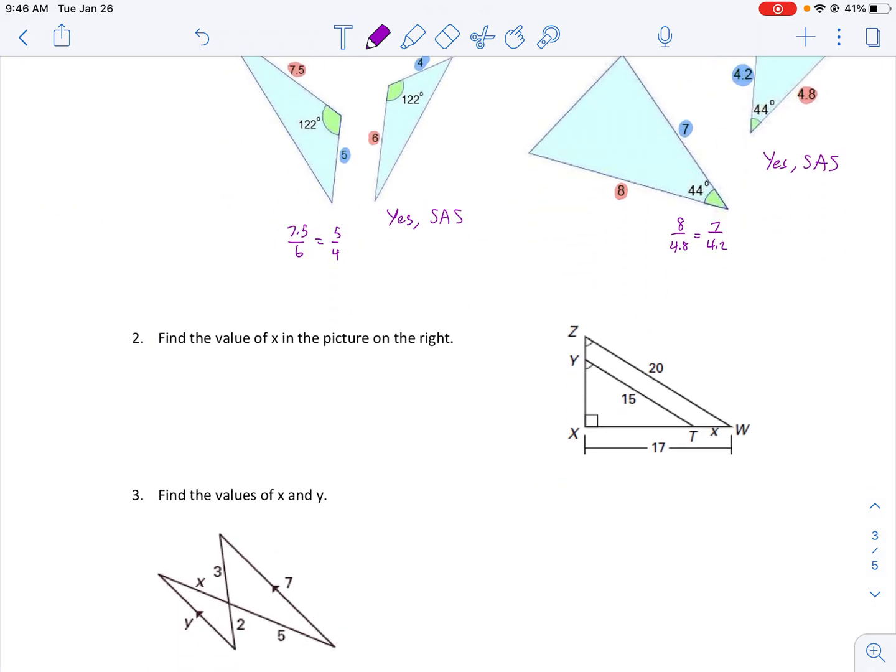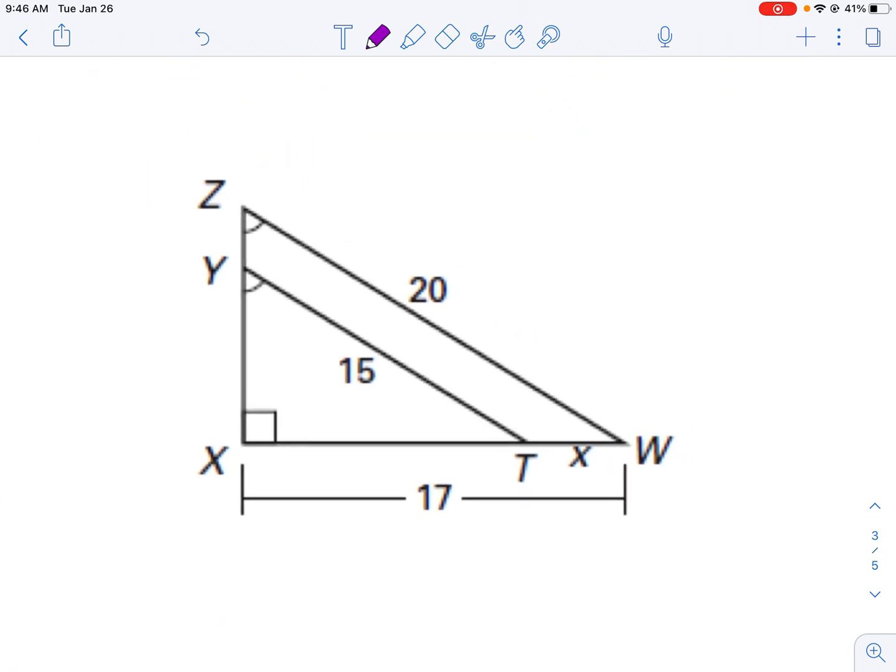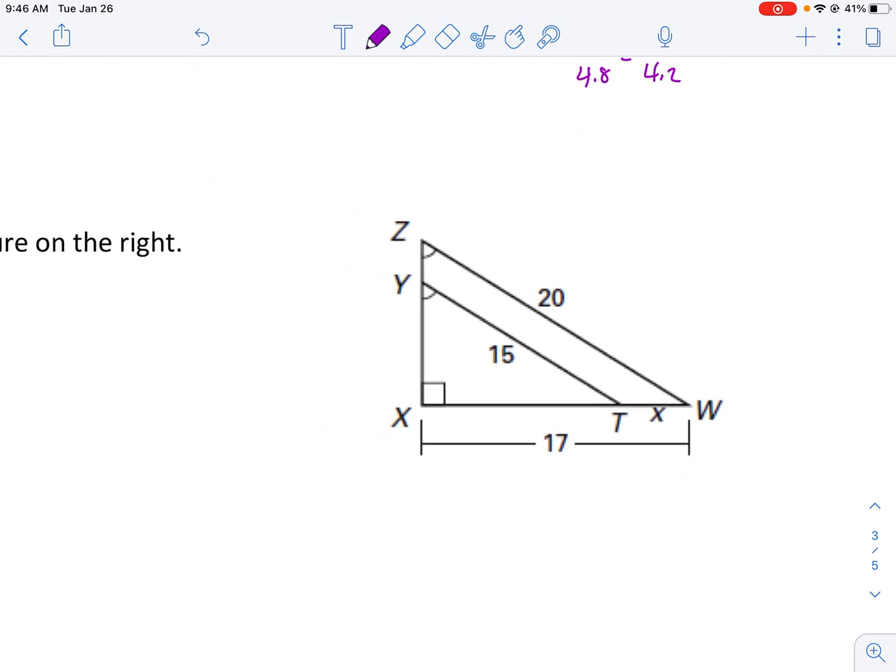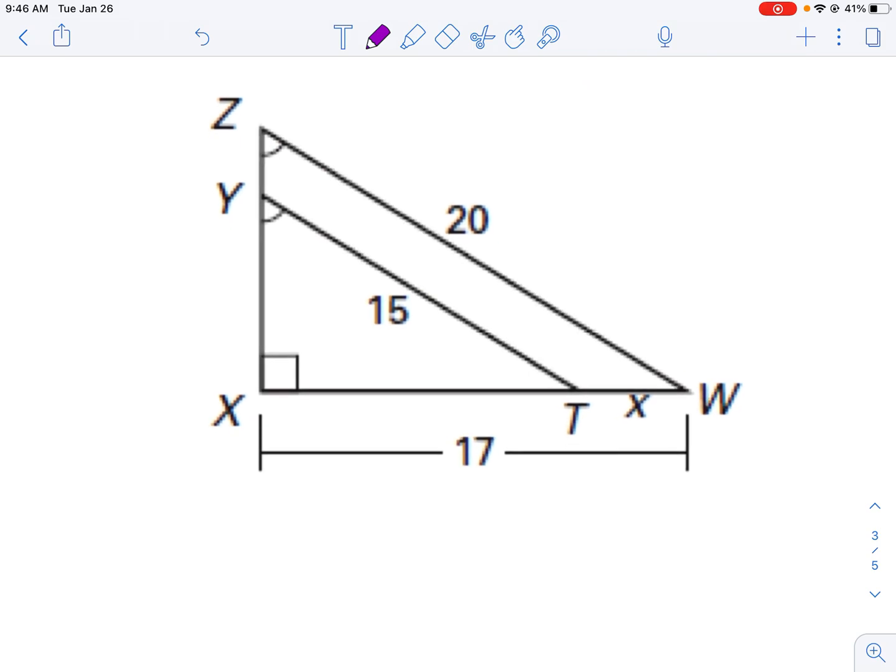Okay, number 2, let's find the value of x in the picture. So we have similar triangles because we have angle, angle, and then the same angle there. So we have angle, angle, so they are similar. Now in the small triangle, since this whole length here is 17, and this little length is x, we have to label this as 17 minus x.